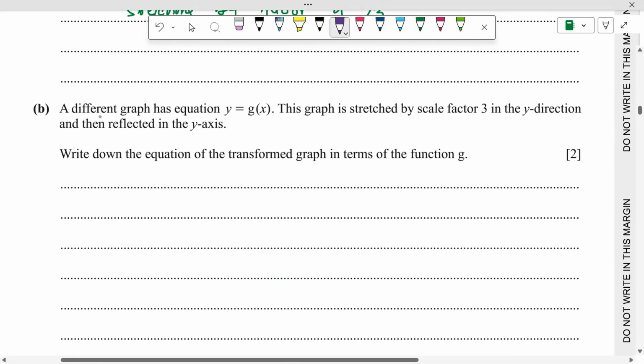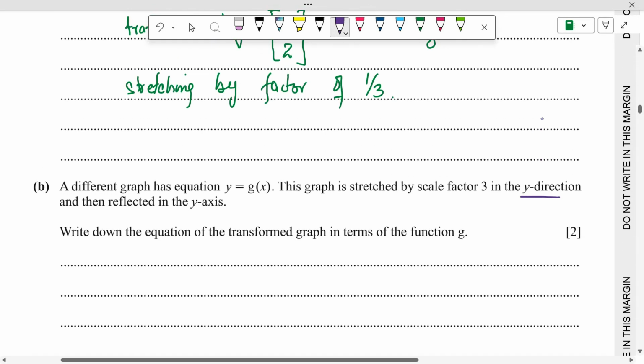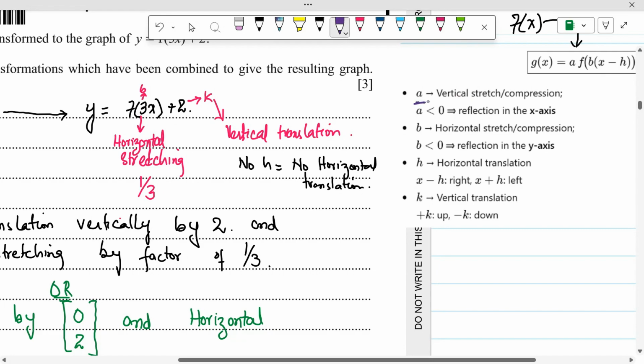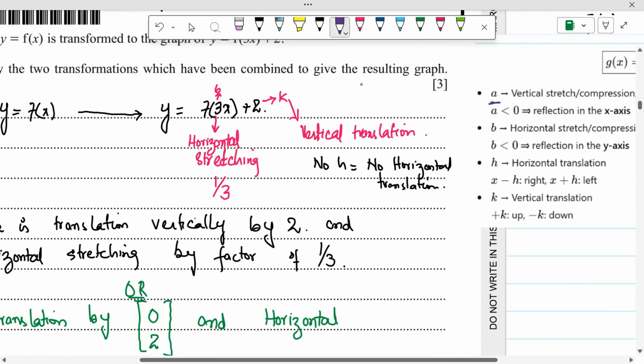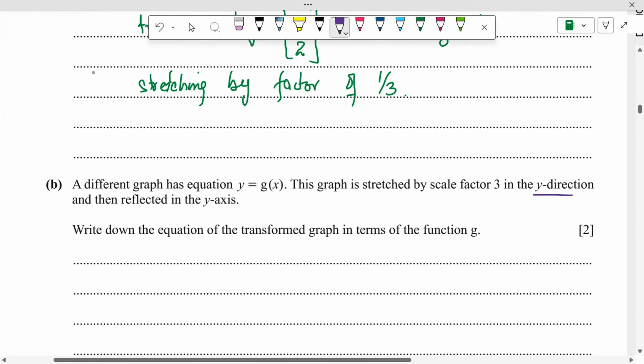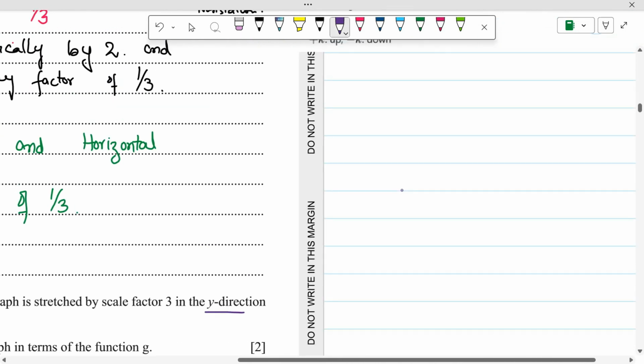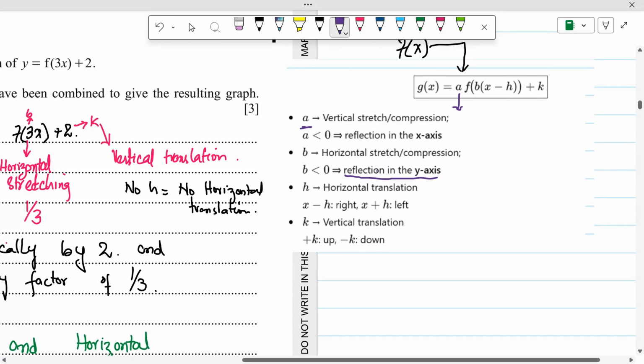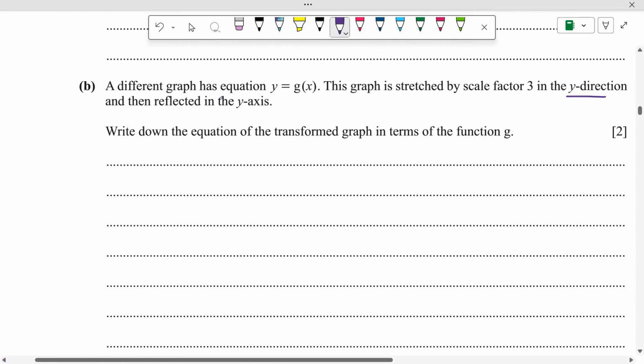Now part B, a different graph has the equation y is equal to g of x. The graph is stretched by the factor 3. Okay, there is a stretching by the factor 3 in the y direction. In the y direction, it means there is a change in the a. So this one is the a factor. And then reflected in the y direction. This is a reflection in the y direction. Okay, we need to make b negative. Okay, write down the equation of the graph in terms of the function.